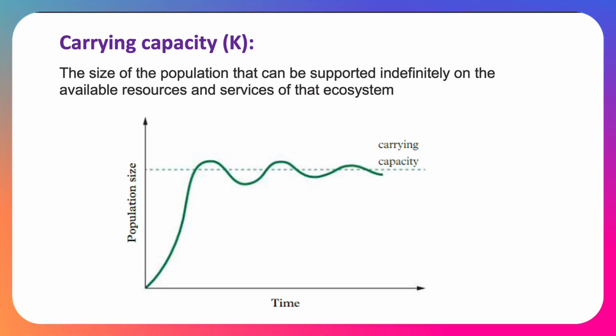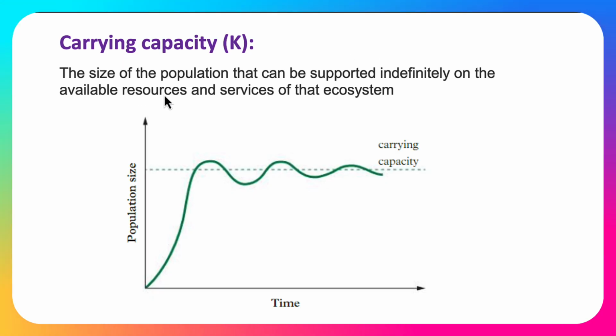So first of all, we need to define carrying capacity, which is given the letter K. Interestingly, it has the letter K, which is particularly interesting, I think. Carrying capacity is the size of the population, so we're talking about the population of an individual species, that can be supported indefinitely on the available resources and services of that ecosystem.